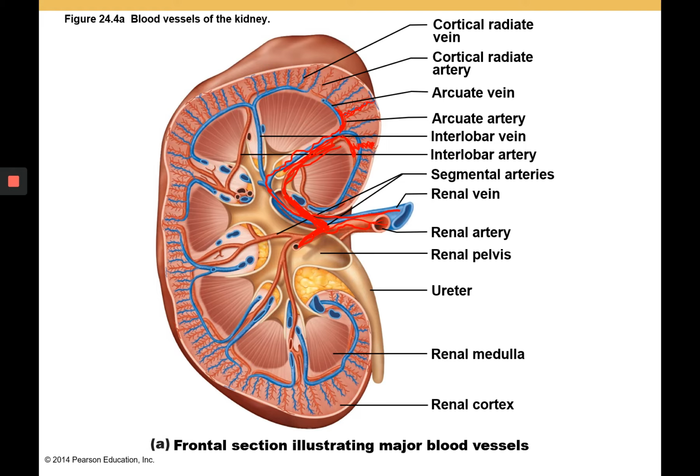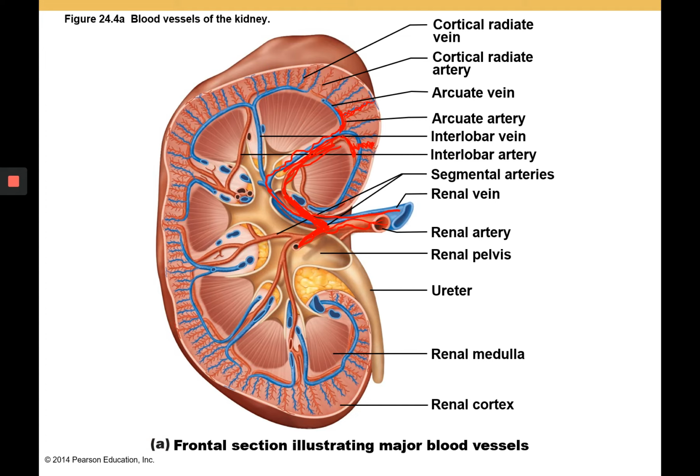The peritubular capillaries or vasa recta then lead to the cortical radiate vein. The cortical radiate vein then leads to the arcuate vein. The arcuate vein flows into the interlobar vein, and the interlobar veins flow into the renal vein. So I basically went towards the cortex and then back, and it pretty much went towards and back in the kidney the same way, except for the segmental vein.